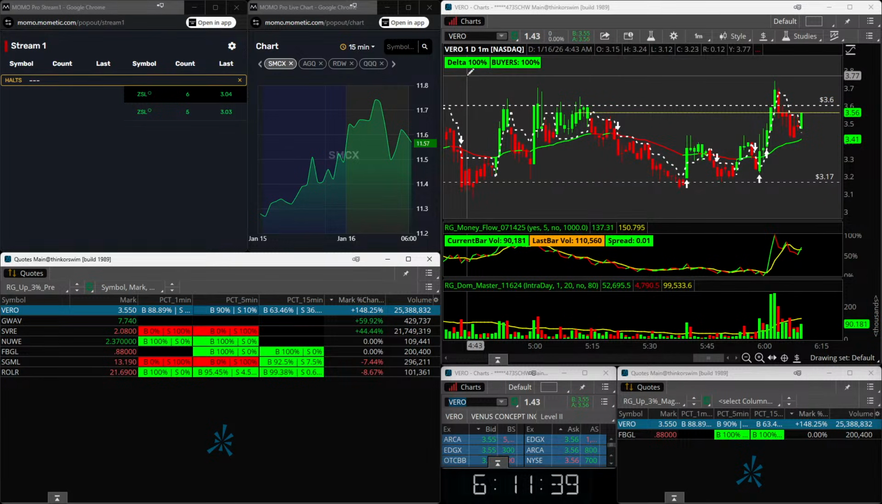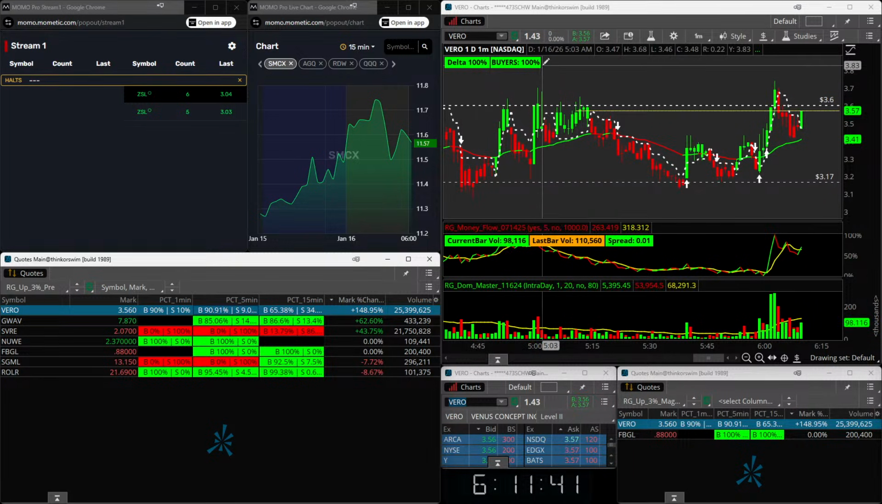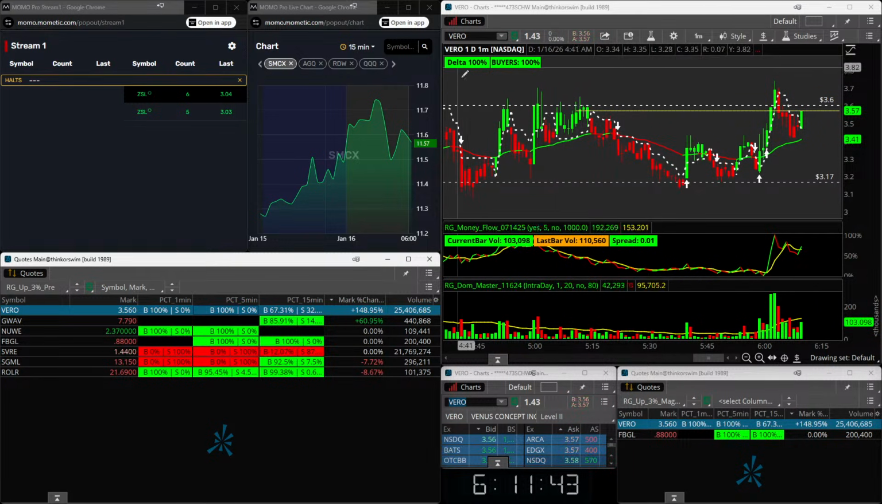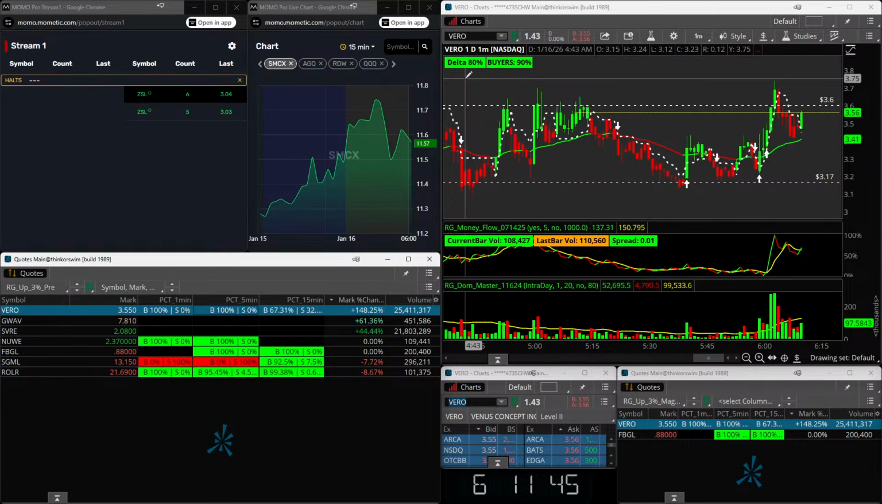This delta, it's usually green before this label's green. I like to see this one above 80 as well.